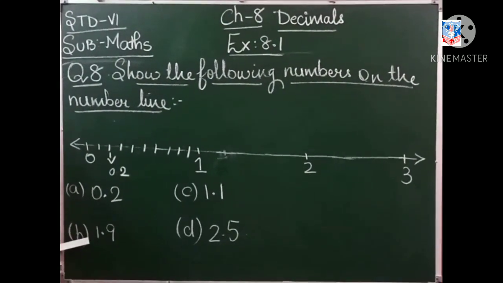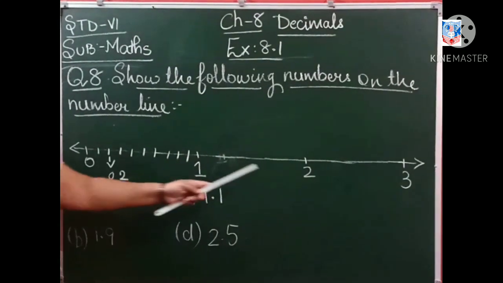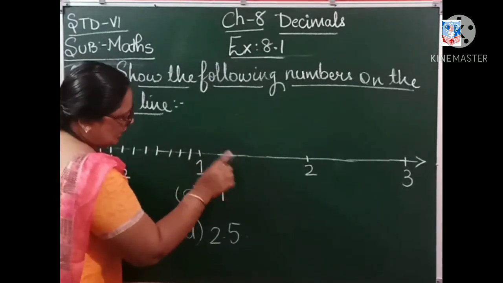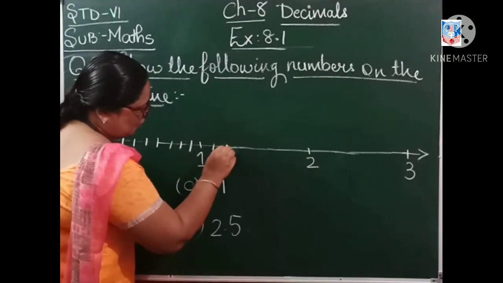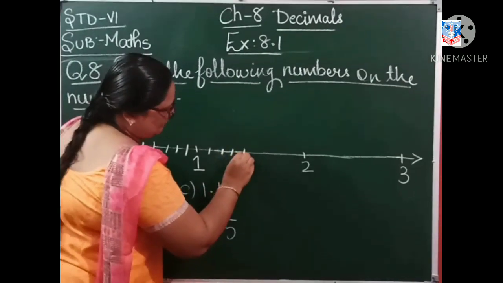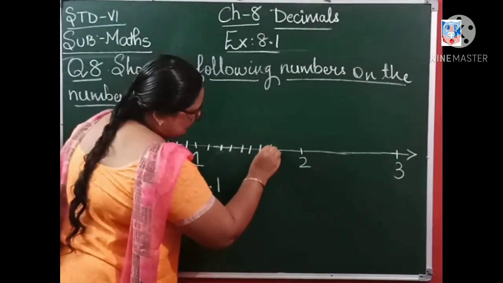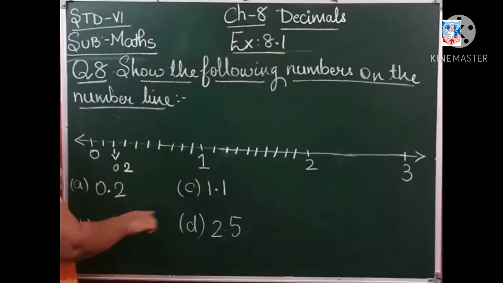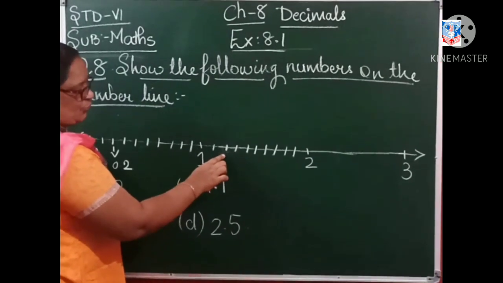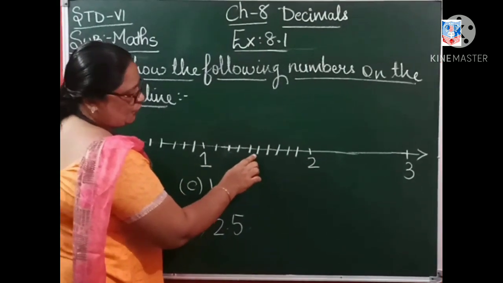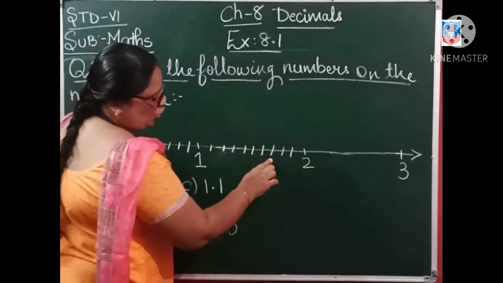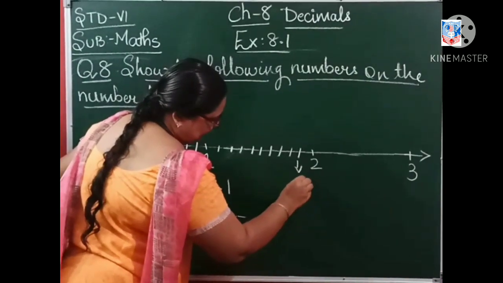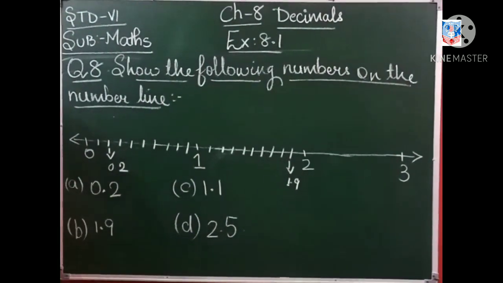1.9. 1.9 means more than 1 and less than 2. Again, distribute here into 10 equal parts. 1, 2, 3, 4, 5, 6, 7, 8, 9 and 10. Now 1.9. 1.1, 1.2, 1.3, 1.4, 1.5, 1.6, 1.7, 1.8 and 1.9. These two are your homework.